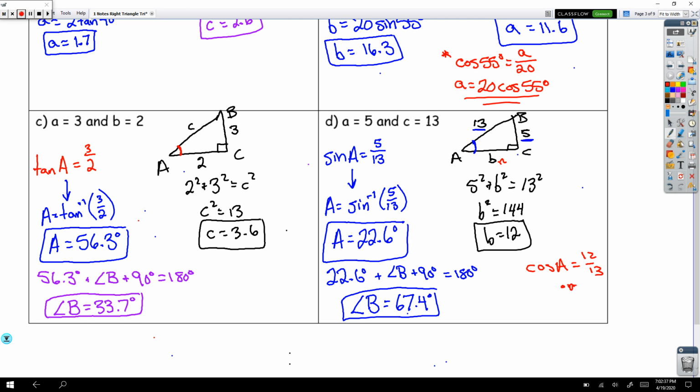Or, let's say we wanted to start with angle B. We could have done the cosine of B equals 5/13, and so on and so on. So again, there's more than one way to do these. All right, let's keep going.